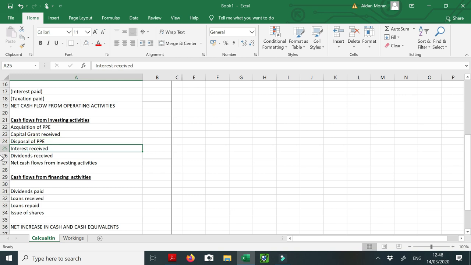Interest received is going to pop in here, and if I get any dividends. My final element is looking at cash flow from financing activities, so looking at dividends paid or loan received or loans repaid, or maybe I issued some shares. If some of these come up, there are going to be notes in the accounts.